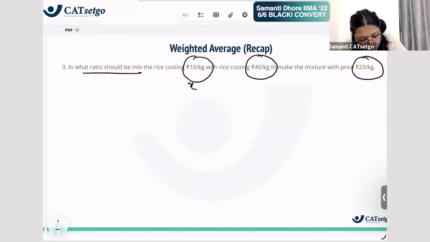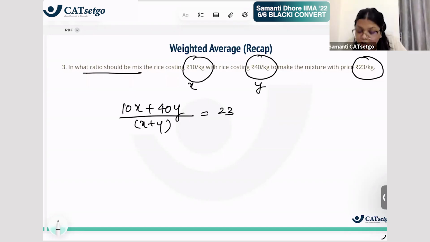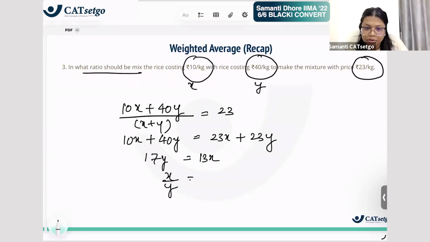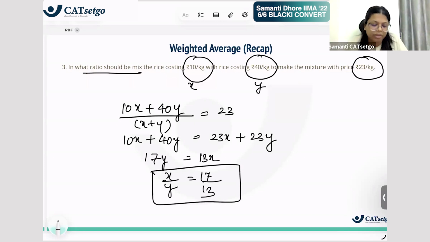अगेन इसको x ले लो, इसको y ले लो. सो 10x plus 40y make a total x plus y kg mixture, which is 23 rupees per kg. You simplify this. This is 23x plus 23y. You get 10x here, 23y there. So this becomes 17y is equal to 13x तो x by y की वैल्यू क्या हुई? What is x by y? X by y is 17 by 13. So this is the ratio in which it should be mixed.